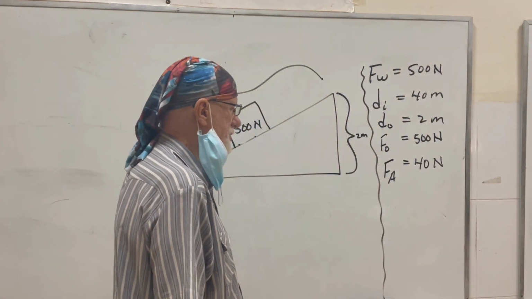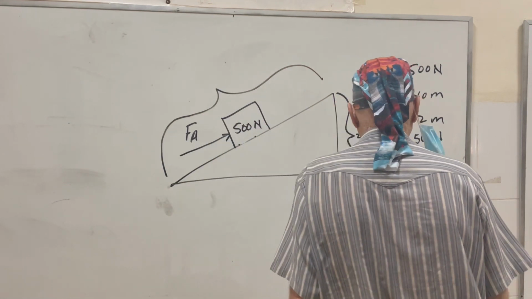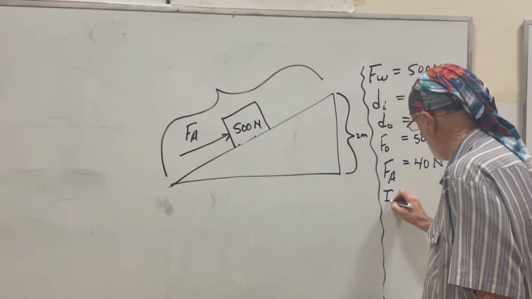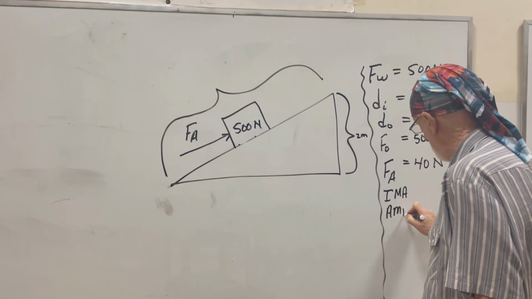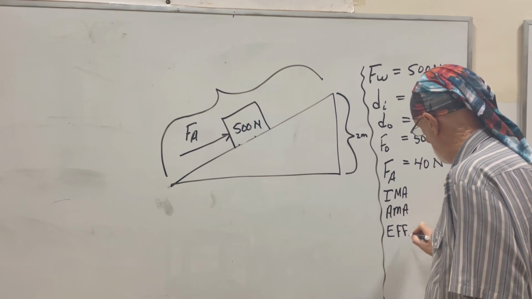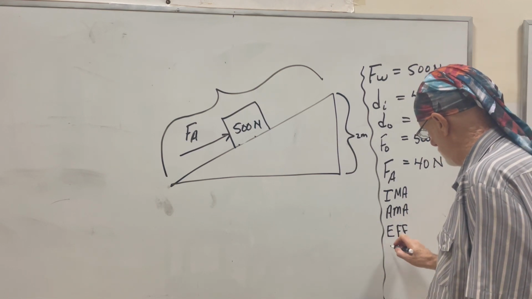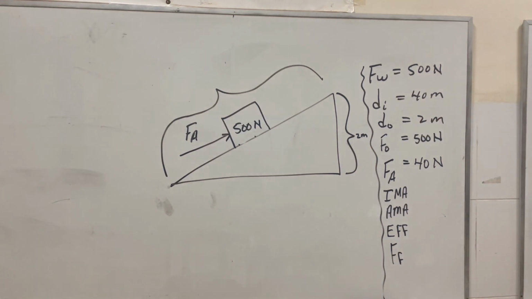So I want to know things like the following. I want to know IMA, I want to know AMA. I want to know efficiency. I want to know friction. Okay? Clear? What else do we want to know? Is there anything else? Is that pretty straightforward?